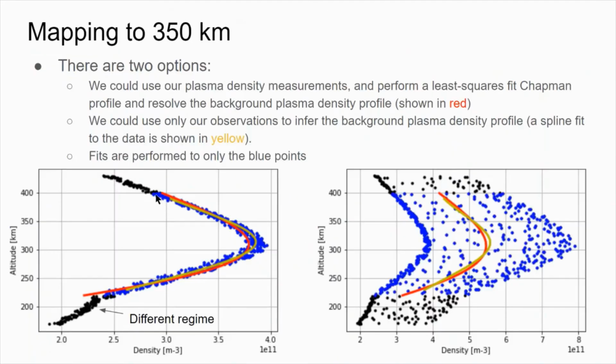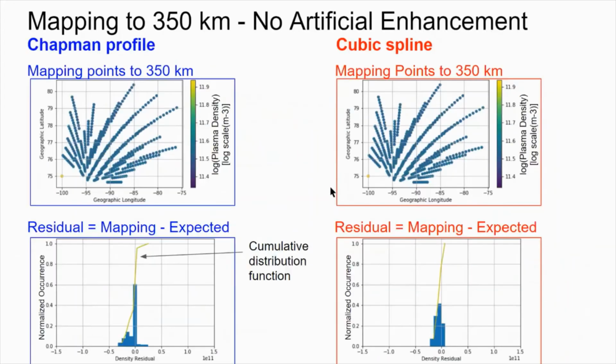We now have a way to correct from this altitude up to another altitude. Oh, and I forgot to mention that I'm only fitting with the blue curves and the blue points in here. The black ones are just providing context. So anyways, this is before I introduce an artificial plasma density enhancement. These are just IRI values that are mapped up to 350 kilometers. This is if I use a Chapman profile mapping, and this is if I use a cubic spline. And we see that there isn't a lot of variation within these as well. It's all quite boring, really.